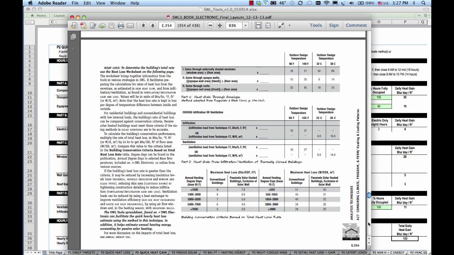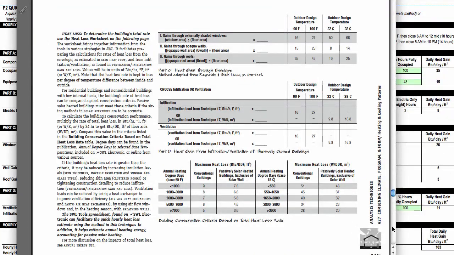Here's page E354. We're still in technique A27, total heat gains. Look at the section 1 for gains through externally shaded windows and select a temperature factor. To pick the right one, in this case, remember that our summer design temperature that we set on the Energy Targets worksheet was 90 degrees Fahrenheit for Knoxville.